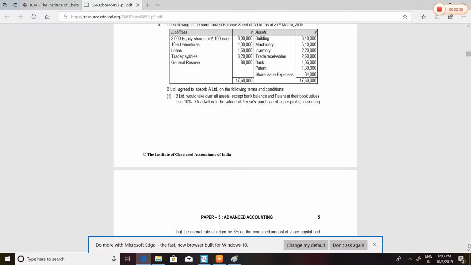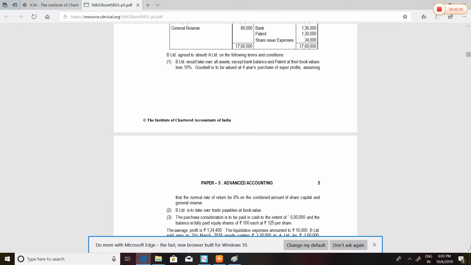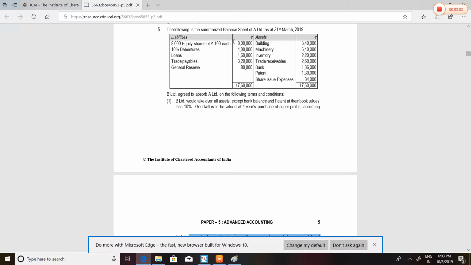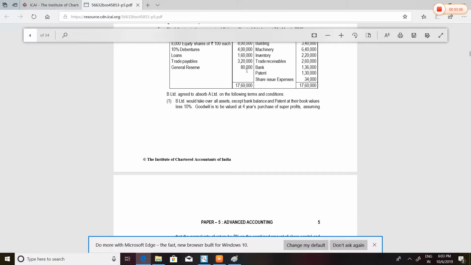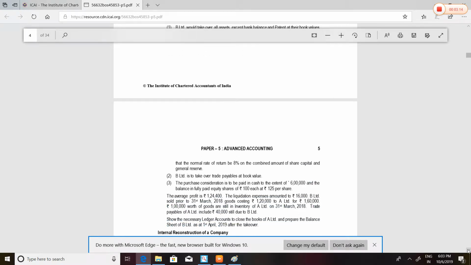Goodwill is to be valued at 4 years purchase of super profits, assuming that the nominal rate of return be 8% on the combined amount of share capital and general reserve. So, focus: the NRR is 8% on the combined amount of share capital and general reserve. That means 8% of 8 lakhs plus 80,000, that is 8 lakh 80,000 into 8%. B Limited is to take over the trade payables at the book value.